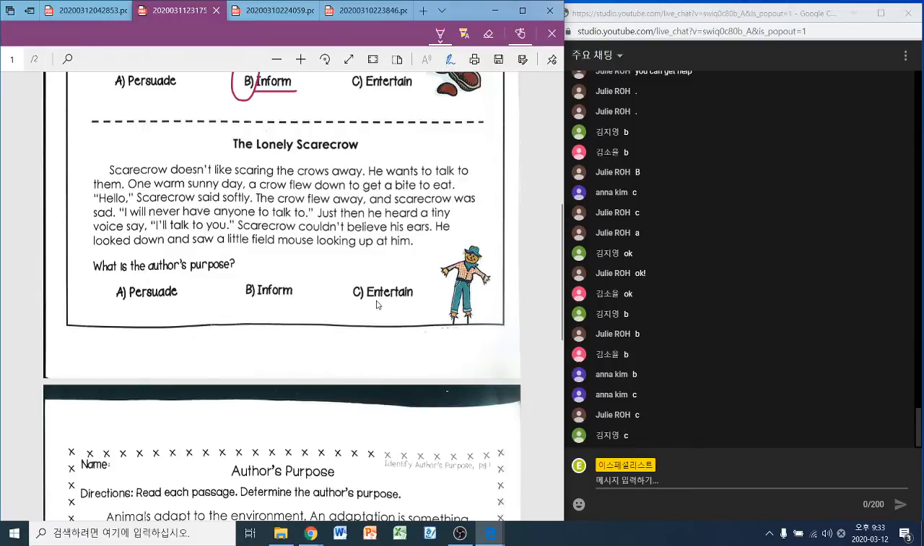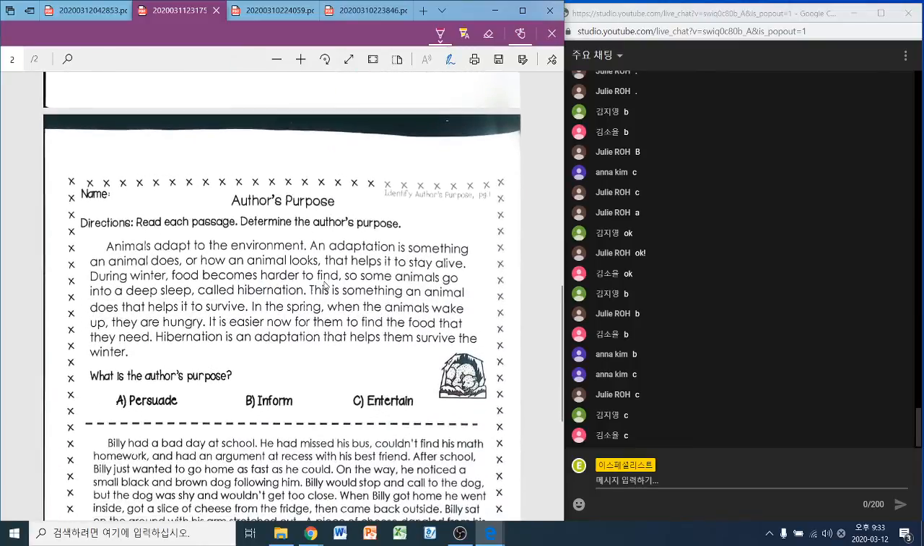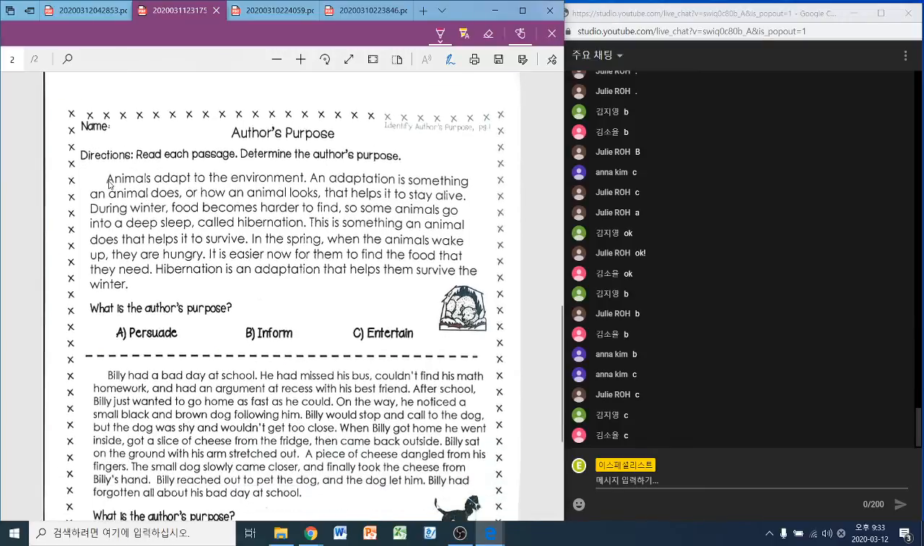Yes. Bingo. C. Entertain. Because this story gives fun to us. It's so much fun, understand? So answer is C. Good job, everyone. Then we will have another second page here. Are you ready? Then we are going to read the next story to figure out what the writers propose here. Okay, ready? Next one and go.